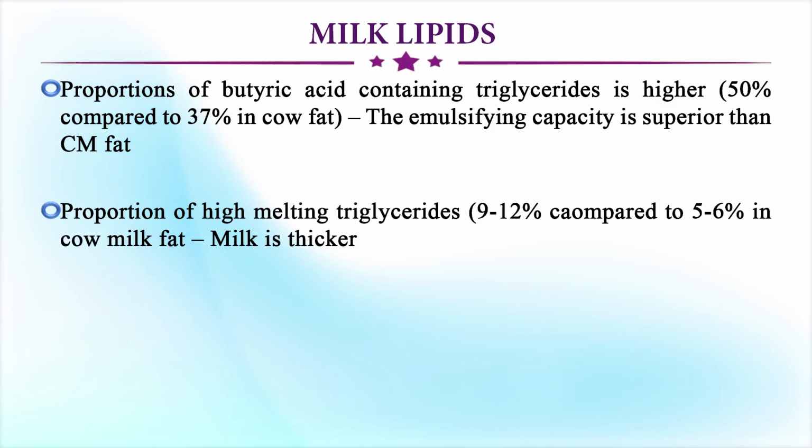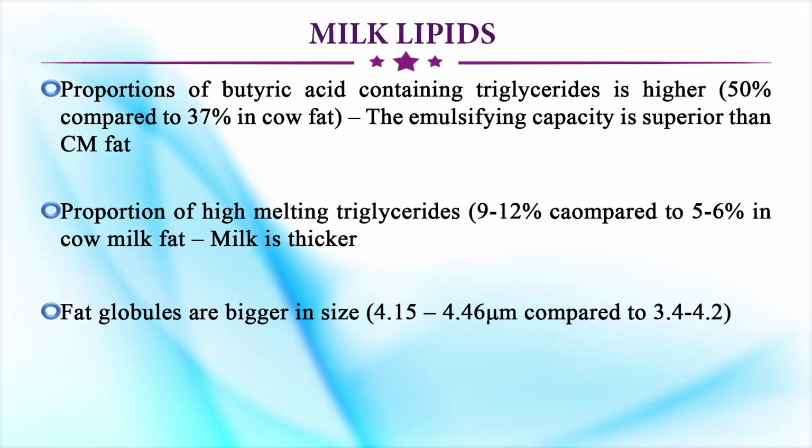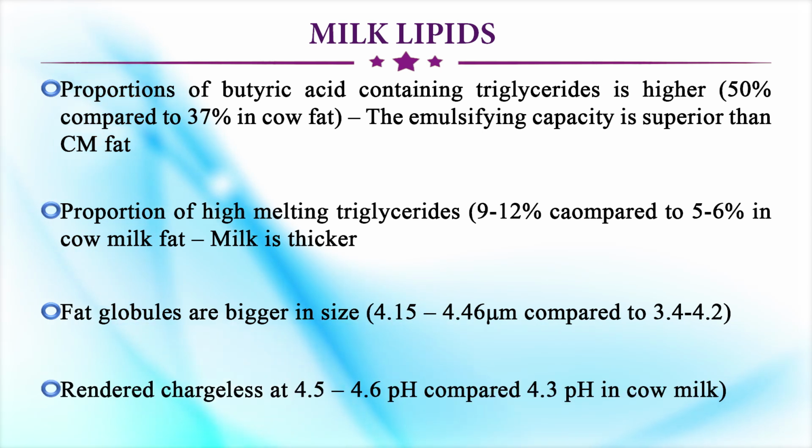Proportion of high melting triglycerides is also higher in buffalo milk as compared to cow milk. Fat globule size is bigger, it is 4.15, while in the cow it is only 3.5, and they render chargeless at 4.5 and 4.6 pH as compared to 4.3 in the cow milk.